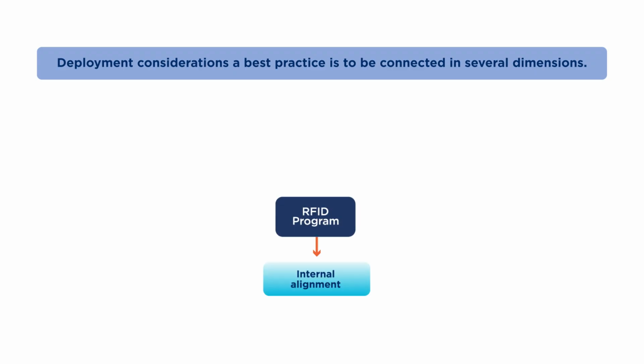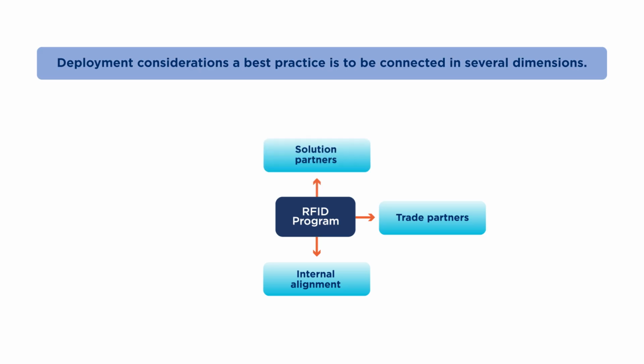Finally, for deployment considerations, a best practice is to be connected in several dimensions. Be connected internally, engaging a cross-functional approach with executive sponsorship, with trade partners, understand their interests, use cases, and value propositions. With solution partners, a great deal of expertise and experience is contained in these valuable businesses. GS1 US provides a solution partner finder that is helpful in finding potential solution partners with standards expertise as you move forward with your program.